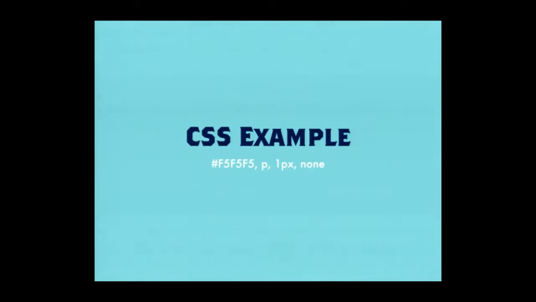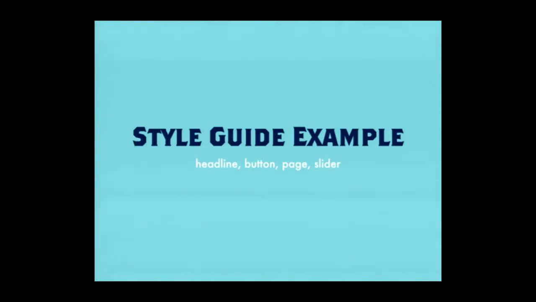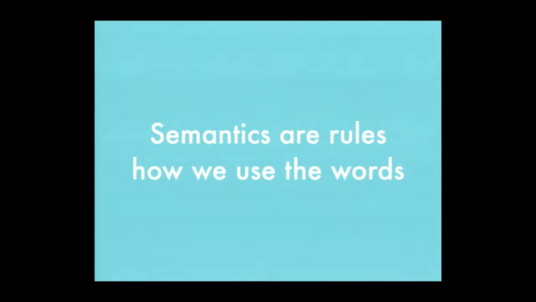So in CSS, we have things like pound F5F5F5, I believe, which is called white smoke, like a p tag, 1 pixel, or none. Those are just words. In style guides, we may call something a headline, a button, a page, a slider. So semantics are the rules, how we use the words, or grammar.